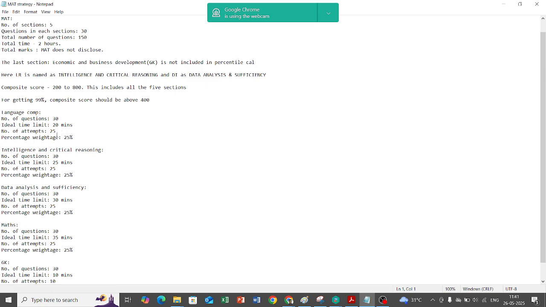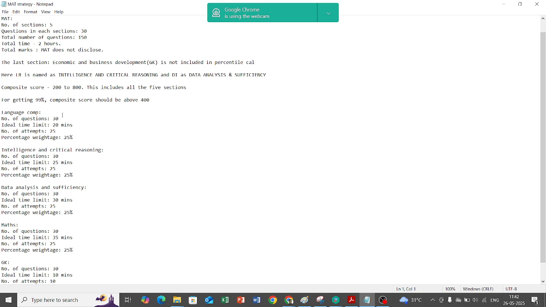What is the percentage weightage over here? 25%. Remember, 25% is the weightage. Okay, 25% weightage means what? The total math score. Okay, the total score out of which the exam is happening, 25% weightage is there in the language and the comprehension part.